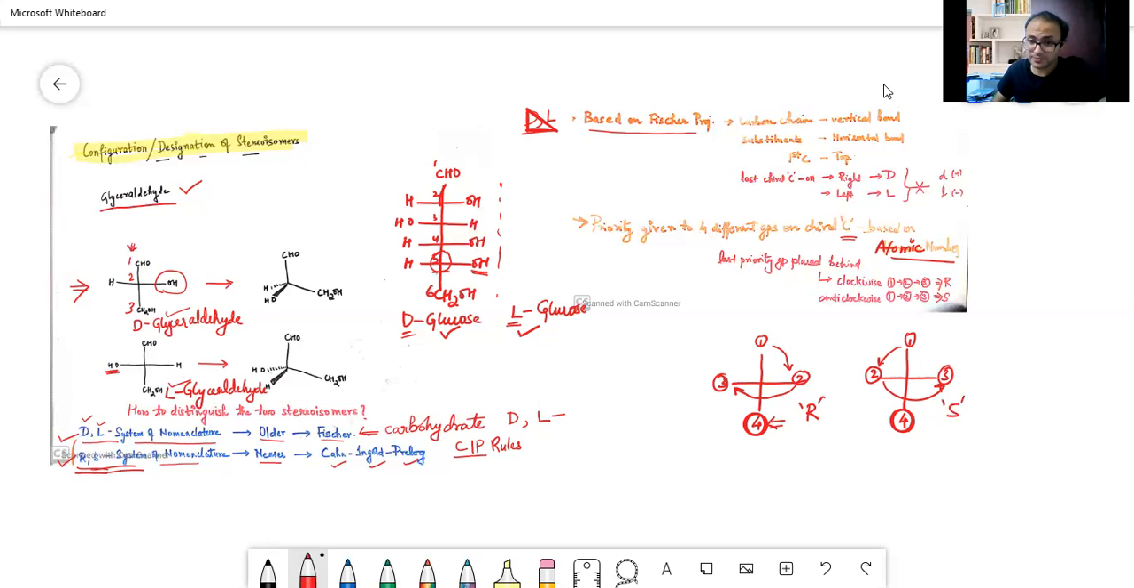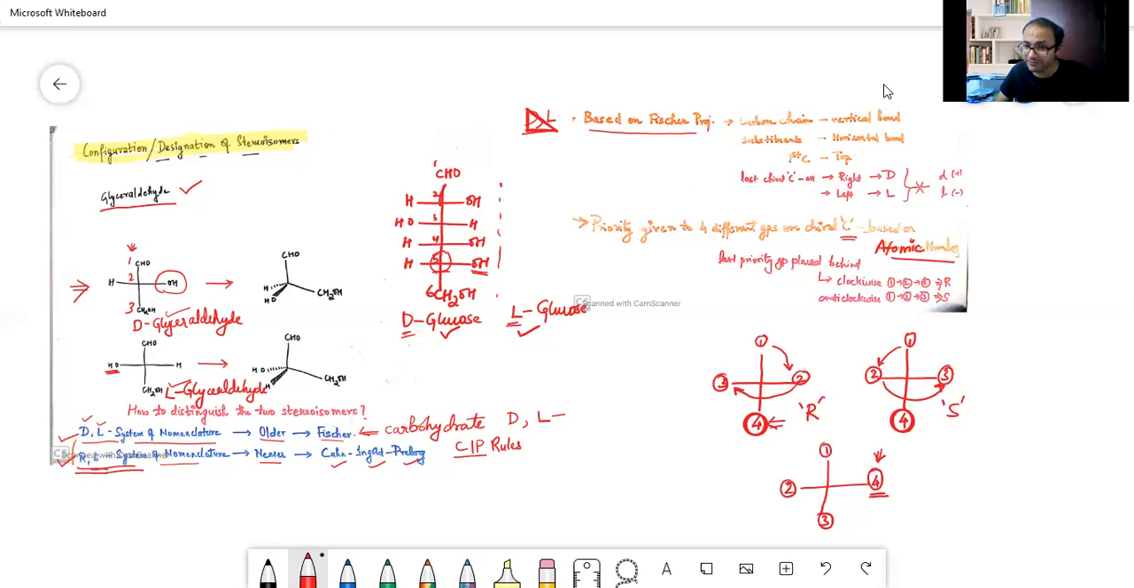Okay, suppose another way of doing it. Suppose I have, when I prioritize the groups, I get something like this: 2, 4, and 3. Now if you see, this fourth group is on the bond that is towards you, that is above the plane. So when we decide the RS nomenclature, it is important to know that the fourth group should be on the vertical bond. Only then it will be behind.